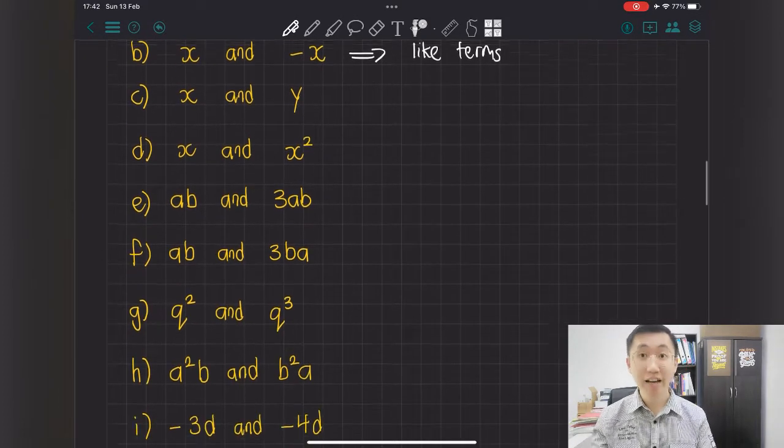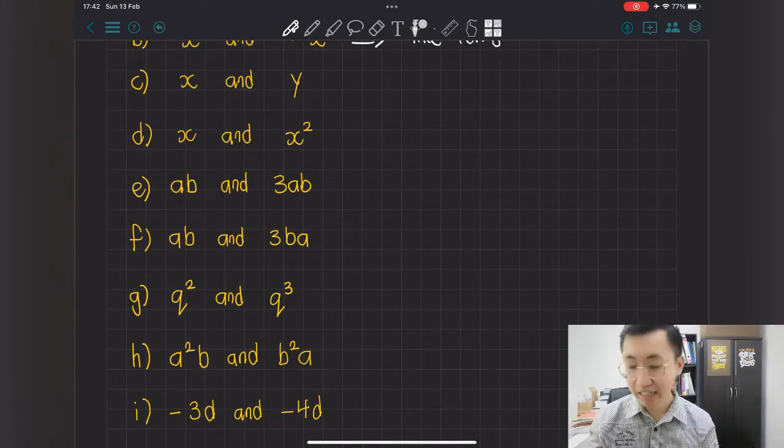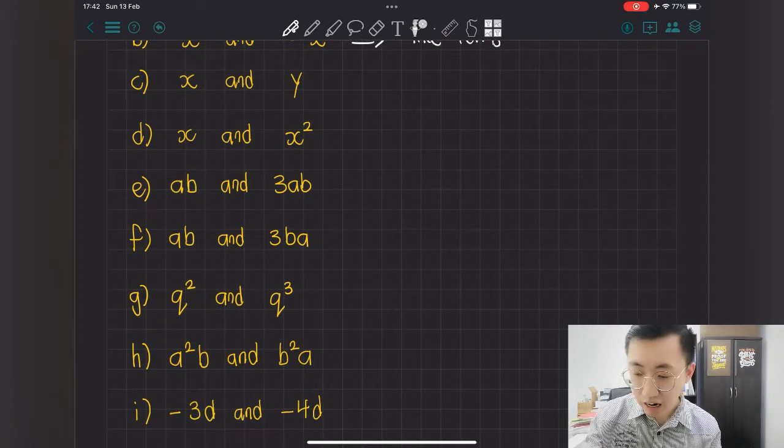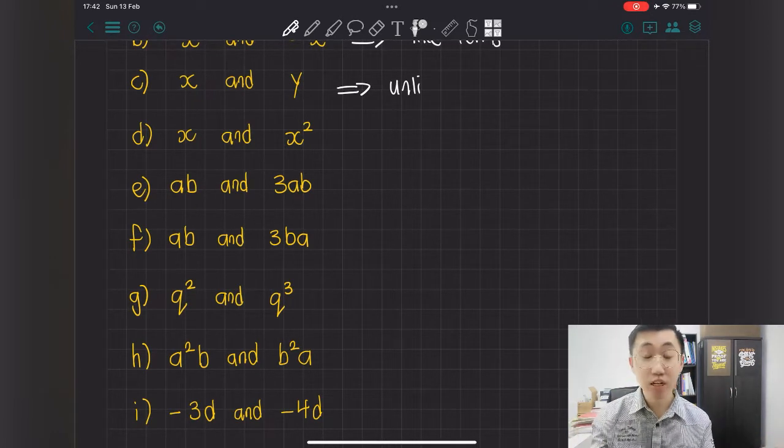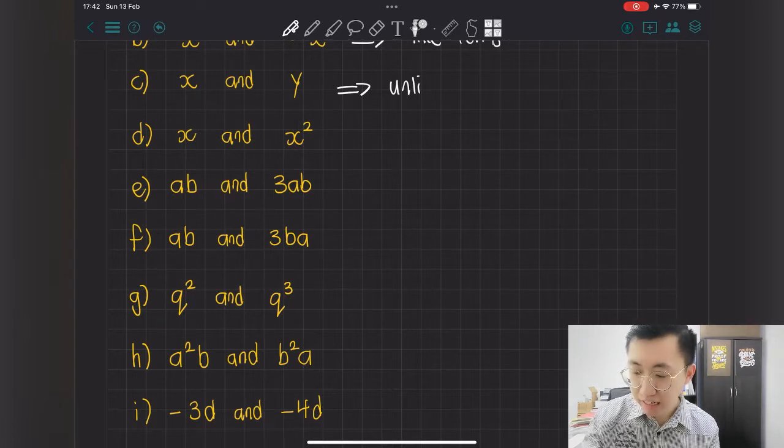Okay, let's go for C. X and y. So this is unlike terms. So they are unlike. They are different family. One is X family and the other one is Y family. Different. You cannot combine them. So this is unlike terms.